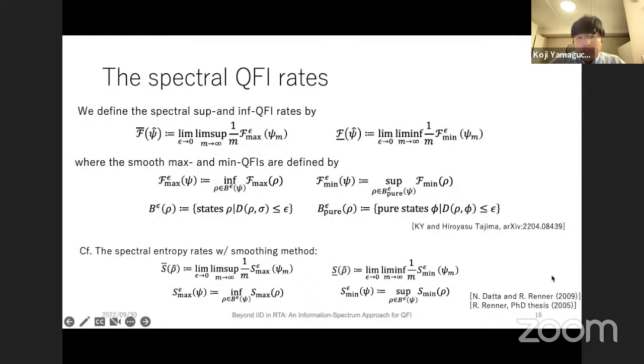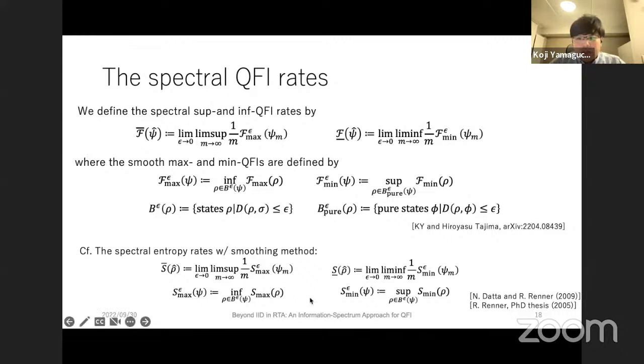And by using these two quantities, we now define the spectral supremum and infimum quantum Fisher information rates by these equations. Here, Fmax epsilon and Fmin epsilon are defined by using epsilon balls. For maximum quantum Fisher information, we use the ordinary epsilon ball. But for minimum quantum Fisher information, we use the epsilon ball for pure states, since we have defined minimum quantum Fisher information only for pure states. And it should be noted that our definition for the spectral quantum Fisher information rates is very similar to the spectral entropy rates expressed with the smoothing method.